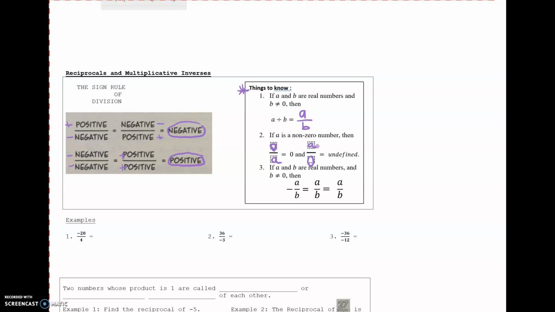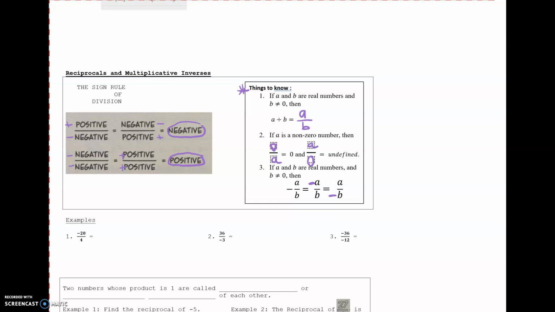And finally, if A and B are real numbers and B is not 0, meaning it is not undefined, and I have a negative division, so a negative on the outside of the fraction, that means either the numerator could be negative or the denominator could be negative, or you could keep that negative out on the side. All right, so those are the things that we need to know when we're talking about division.